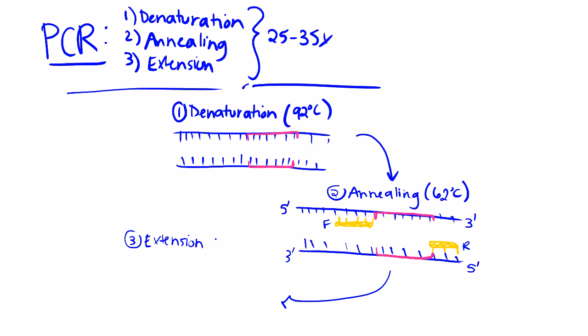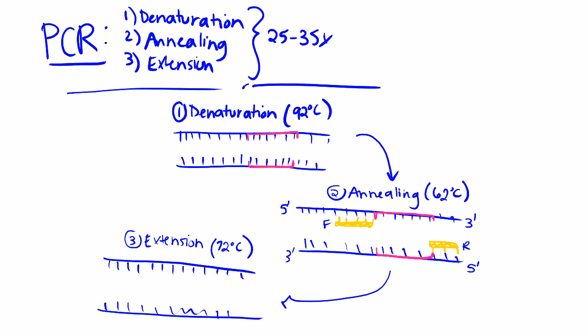Extension happens once the PCR is once again heated up, but this time 72 degrees Celsius. We still have our strands of DNA. We still have those genes that we're targeting. We still have those primers, our forward and reverse primers, but now we add another component, polymerase. Without polymerase, this would all be useless. Polymerase is an enzyme that allows for the replication of DNA.